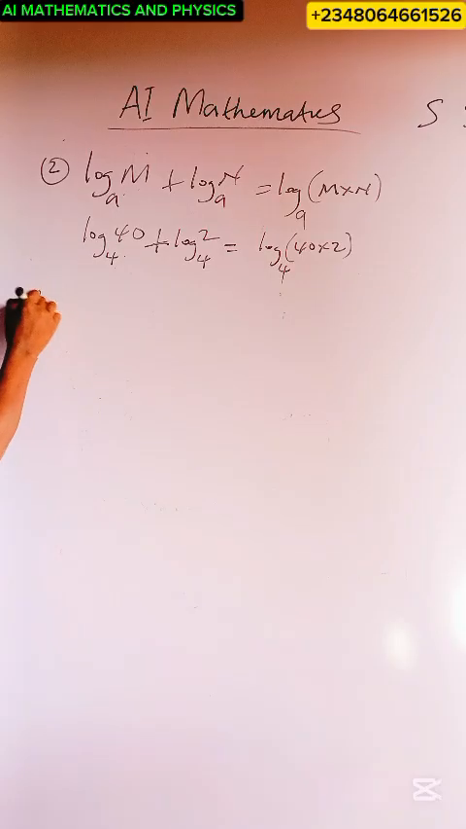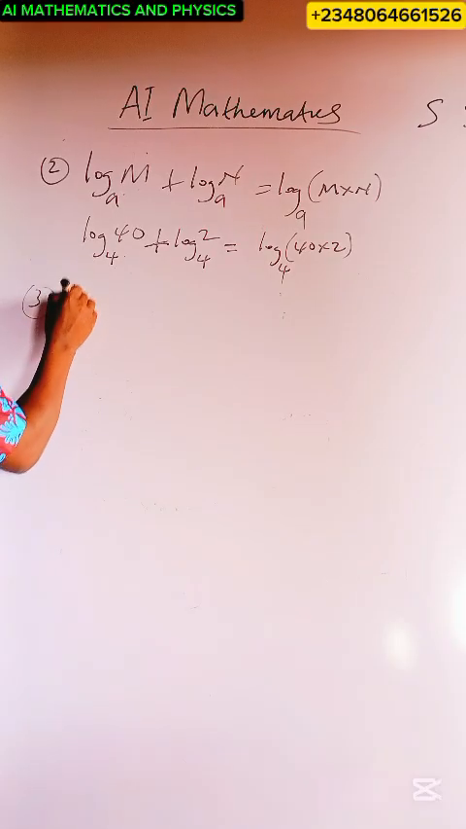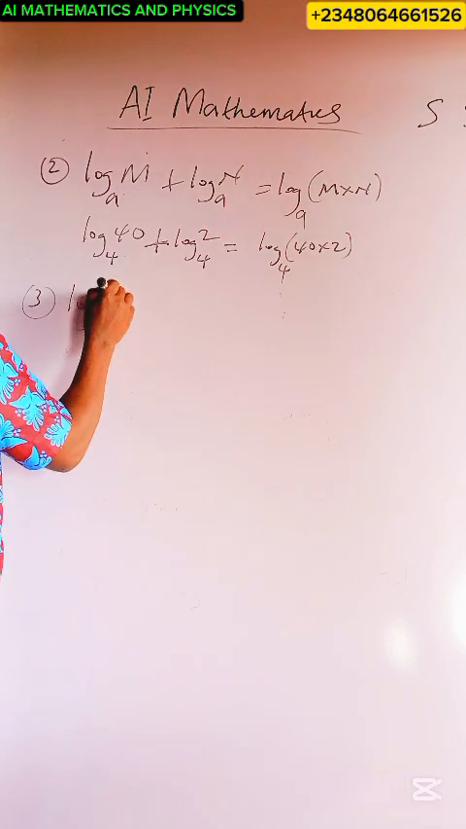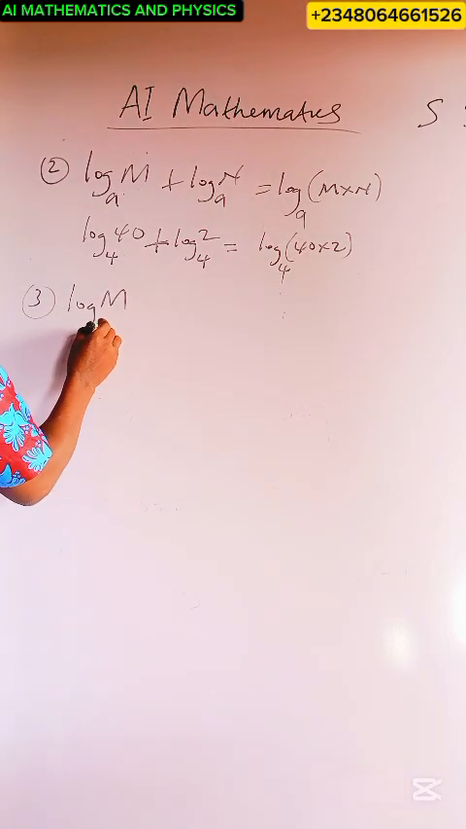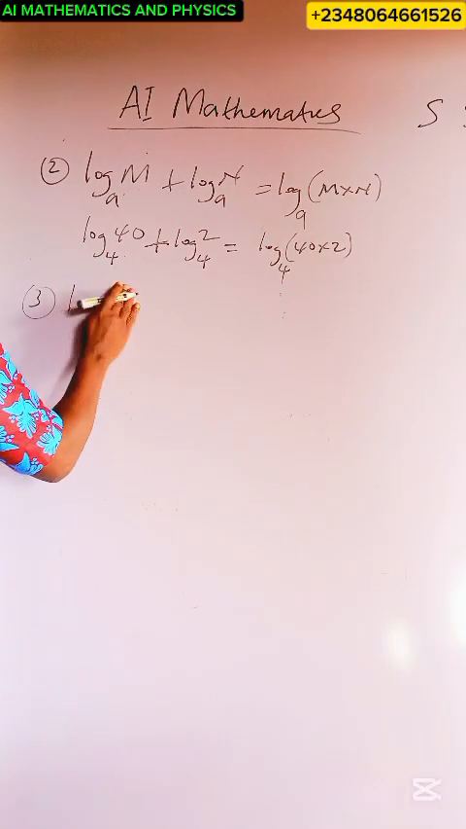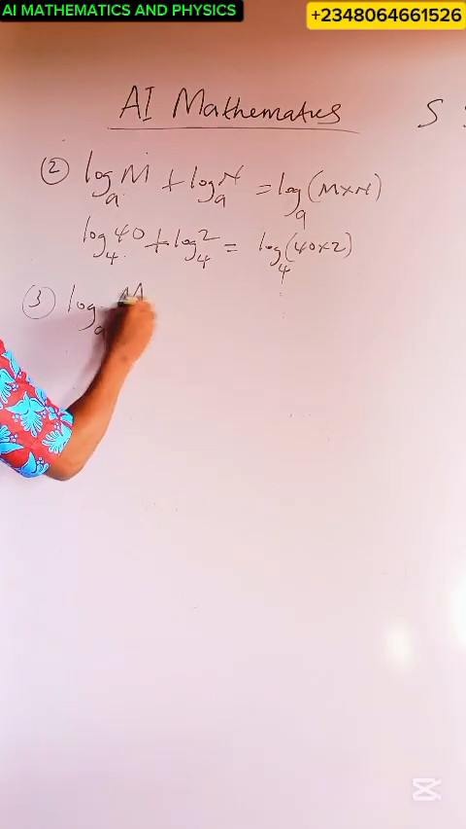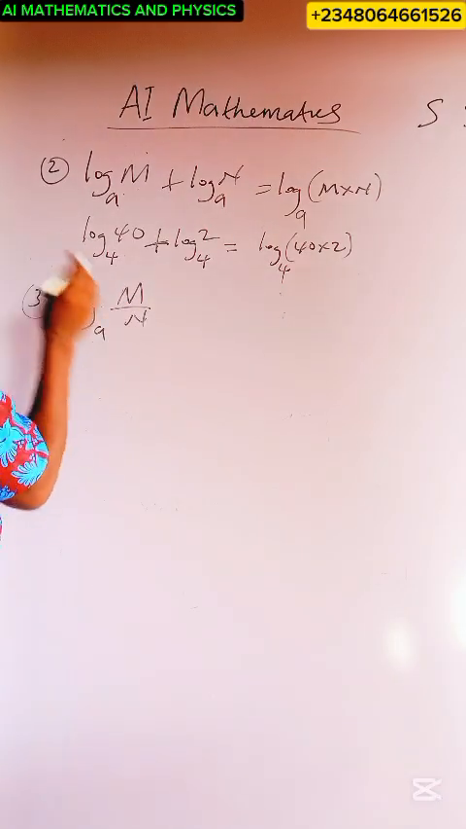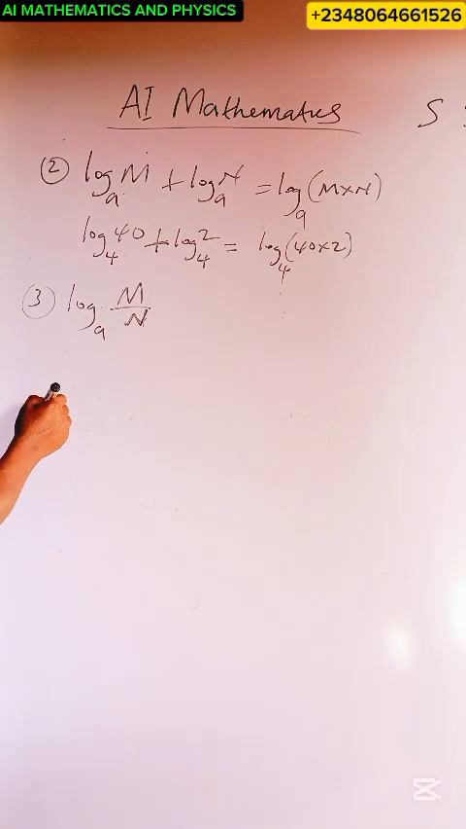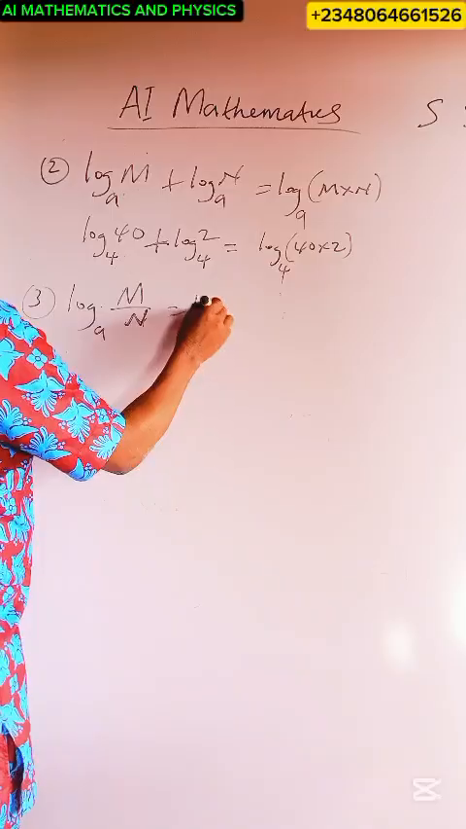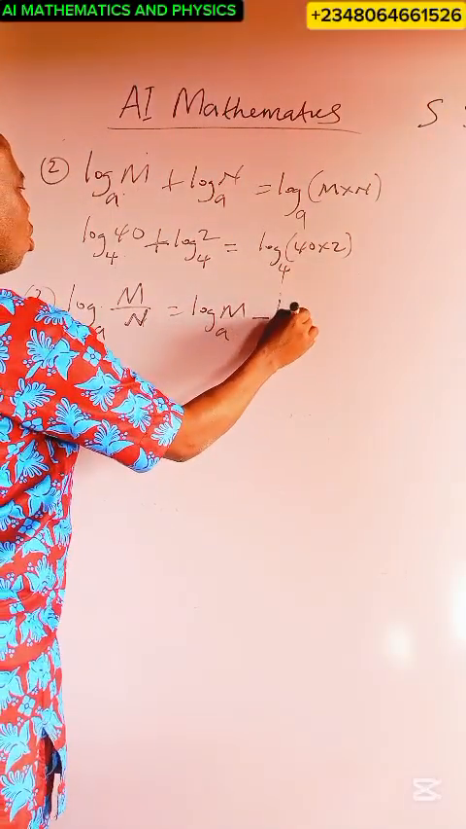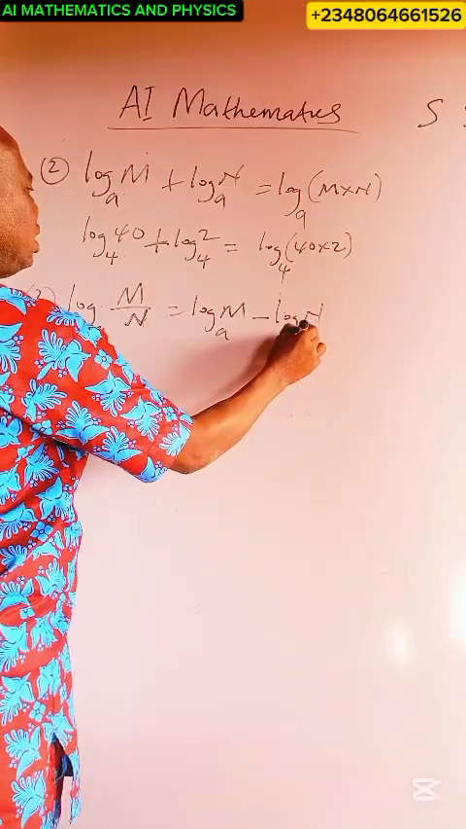Another rule, if we have log m over n base a, that's division. So this one will give us log m base a minus log n base a.